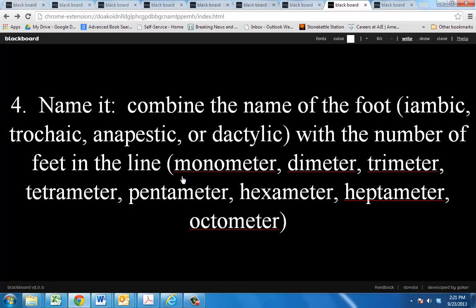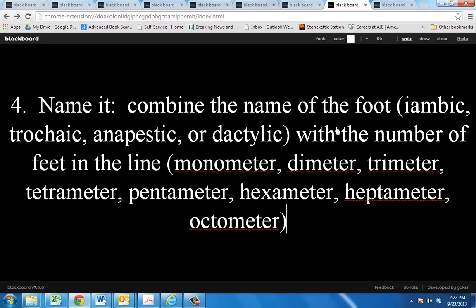If there is only 1 iamb per line, we call this monometer. If there are 2, it is dimeter. If it is 3, that is trimeter. Tetrameter is 4, pentameter is 5, hexameter is 6, heptameter is 7, octometer is 8. There's probably a term for a line that has 9 feet in it, but I don't know what it is. I can't think that I've ever seen a poem that is like that.